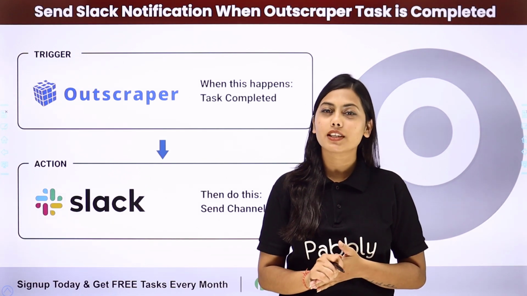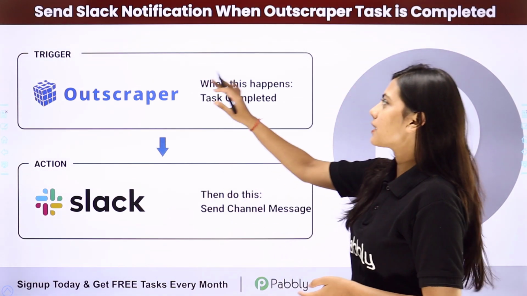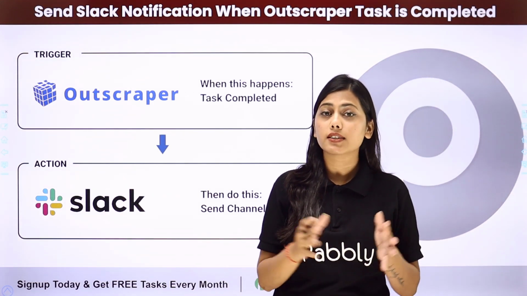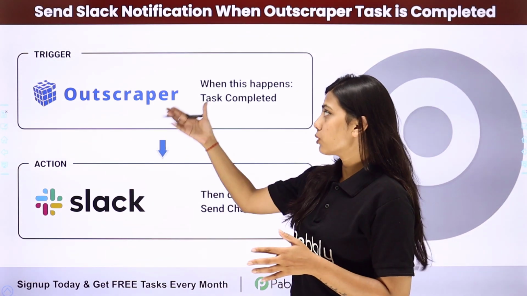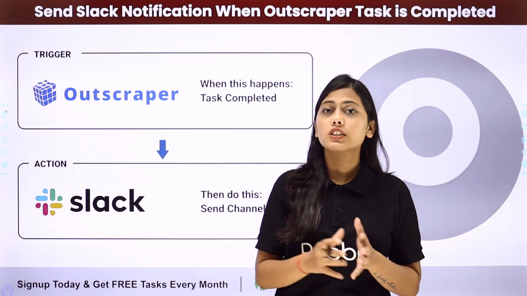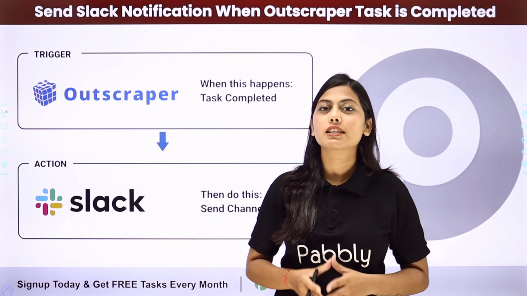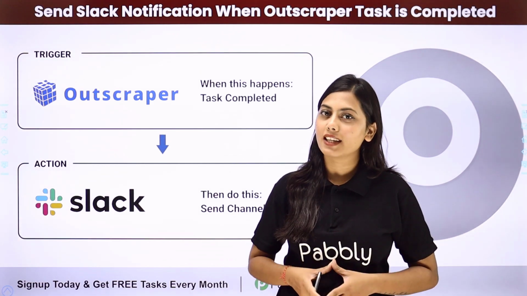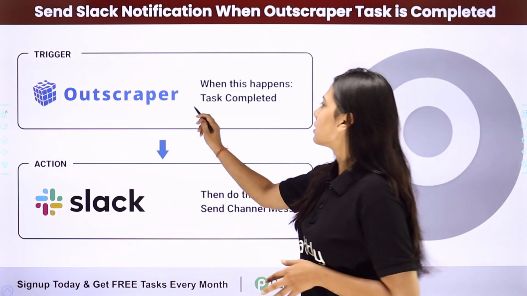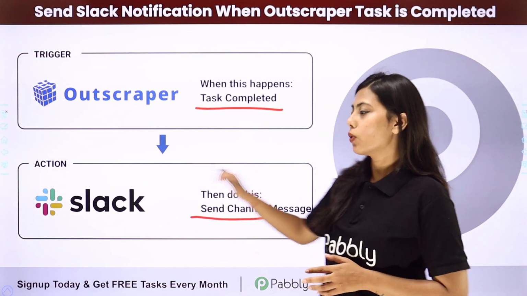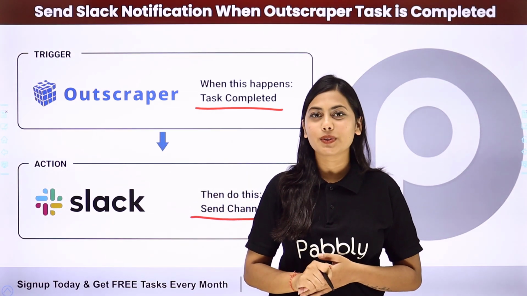Hello everyone, so in this video we are going to learn how to send Slack notification when Outscraper task is completed. So whenever a task that you have created at Outscraper is completed, then all the team members at your Slack channel will be notified about that. So what you can do is create an automation with the help of Pabbly Connect, where our trigger will be the task completed at Outscraper and our action will be to send channel message via Slack. Let us learn how to do that.